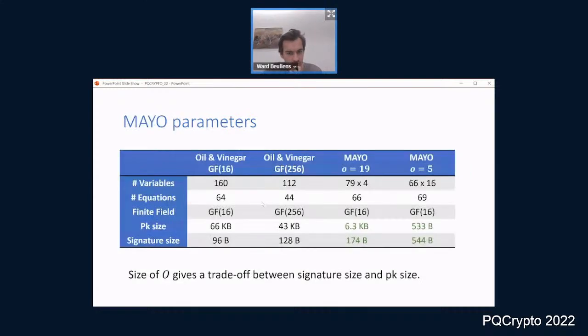Okay, so these are the parameters that you can choose. So you have a lot of freedom because you can choose the dimension of your space O. So here in this table, I gave two parameter sets, one where the dimension of O is 19. And in this case, this is pretty big, so you're close to the original oil and vinegar scheme. And in this case, the public key size is 6 kilobytes, and the signature size is 174 bytes.